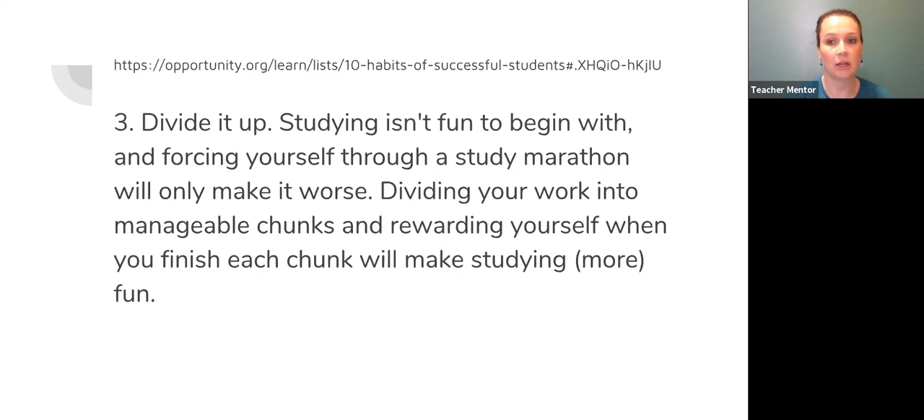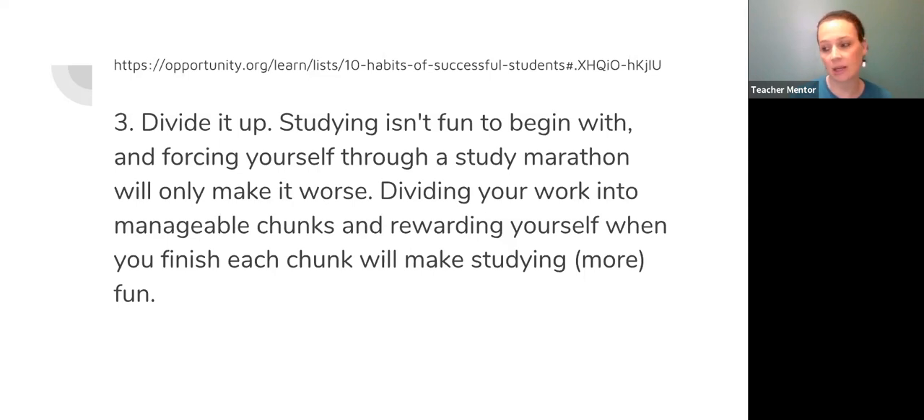All right, the third habit, divide it up. So studying isn't fun to begin with, and forcing yourself through a study marathon will only make it worse. Dividing your work into manageable chunks and rewarding yourself when you finish each chunk will make studying more fun. So yes, it doesn't mean that you have to spend 3 solid hours studying. That's a lot of solid studying time.